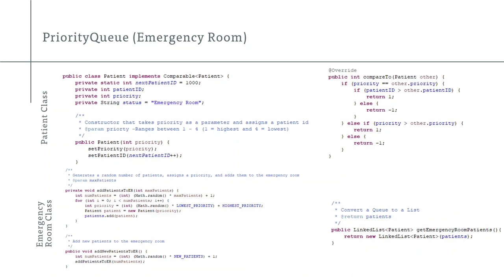The emergency room class is responsible for generating a random number of patients with random illness severities to simulate the unpredictable emergency room. So that's seen here at the bottom.